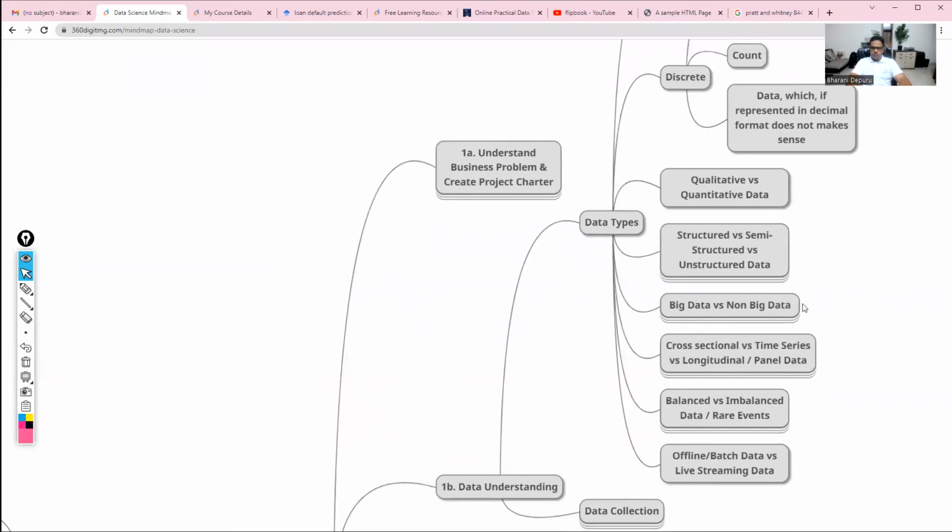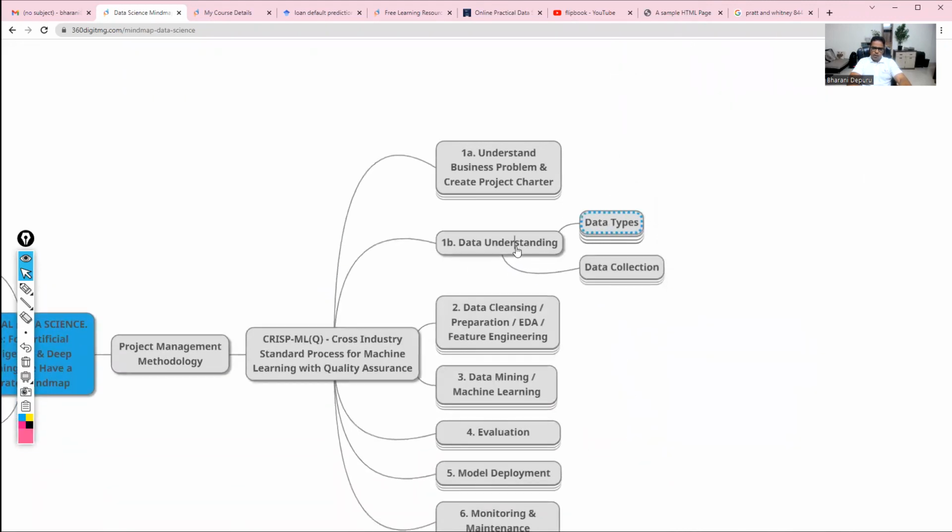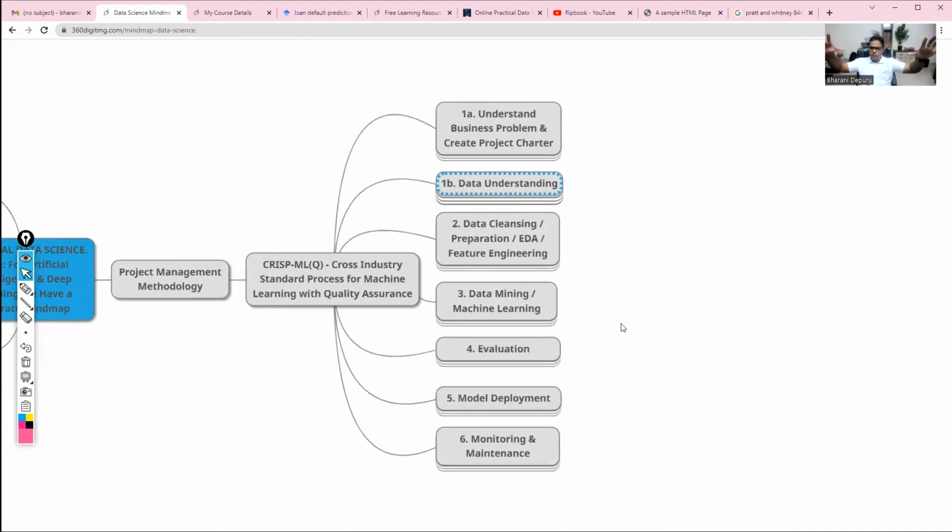Okay. So in the next session, we shall talk about the various other data types, such as cross-sectional, time series, longitudinal, panel, balanced, imbalanced, offline batch data versus live streaming data, data collection techniques, and so on and so forth. Right? We'll first have a high-level overview. Once we are done with understanding the high-level overview, we will get into each and every algorithm, and we will try to understand the finer nuances of the techniques. Okay. All right then.